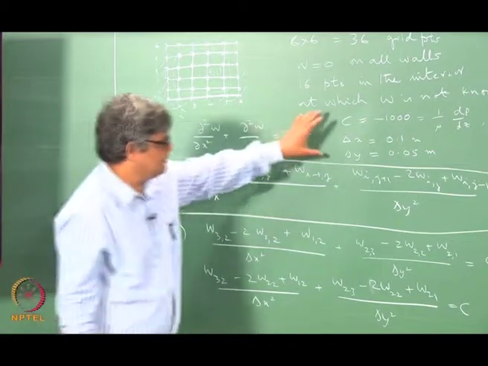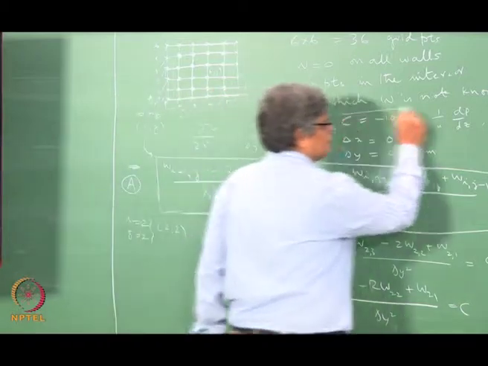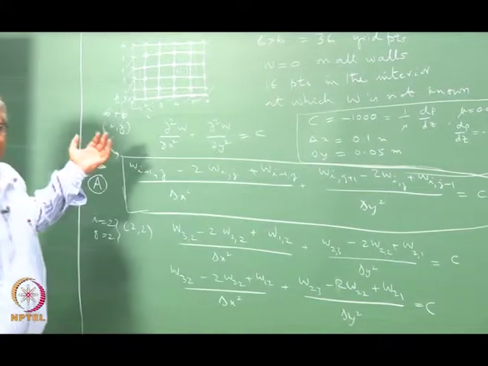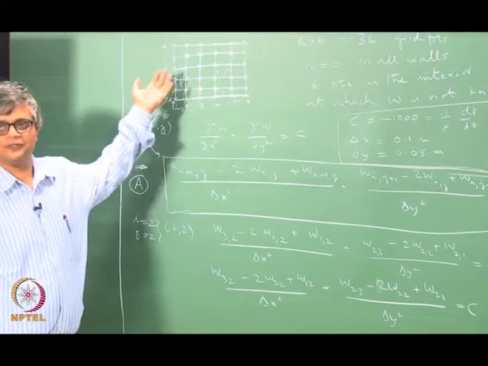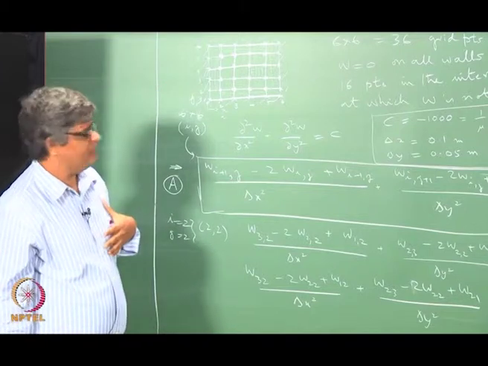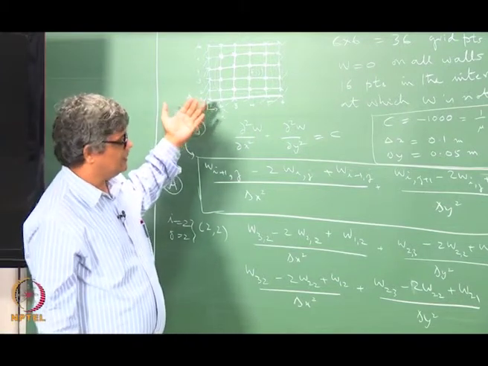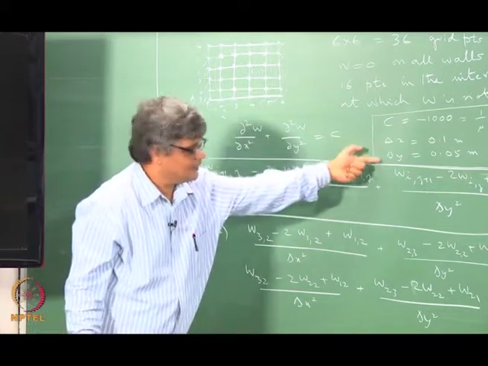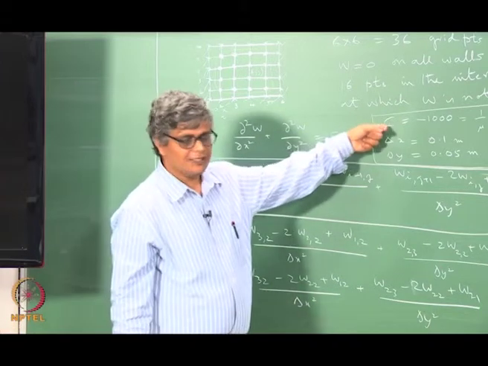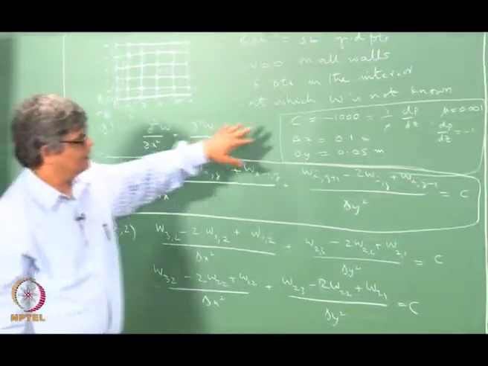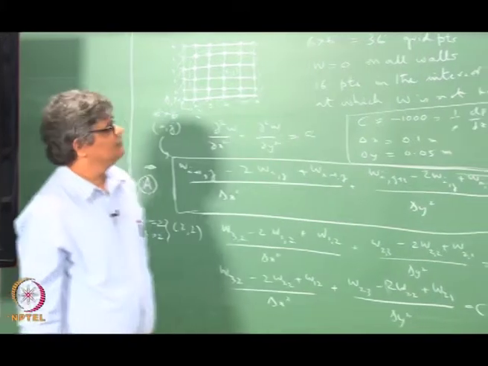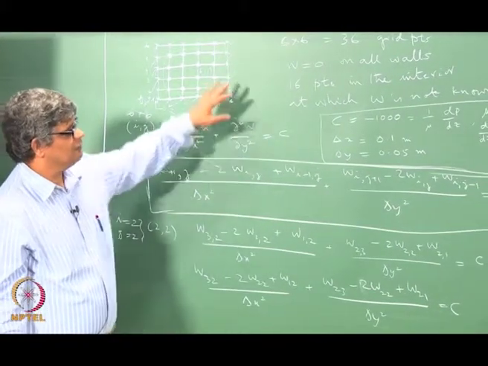So these are numerical values, and these come as part of the problem specification. If you want to find the velocities and all that, you need to know the physical dimensions of the domain, and from the physical domain dimensions and the number of grid points that you want to have, you can fix delta x and delta y. The constant here is part of the equation, and corresponding to the equation you have a certain numerical value. You also have the boundary condition that W equal to 0 on all walls.